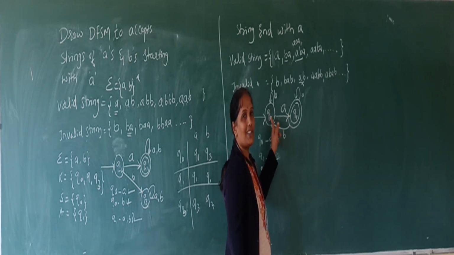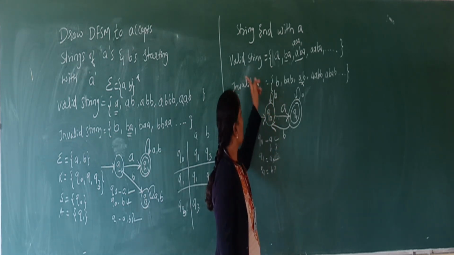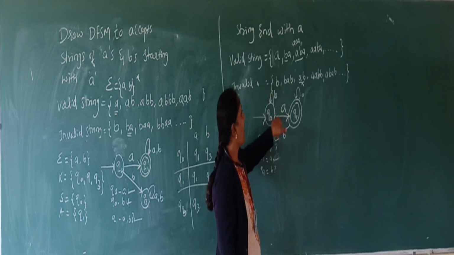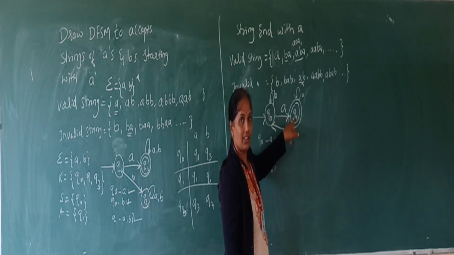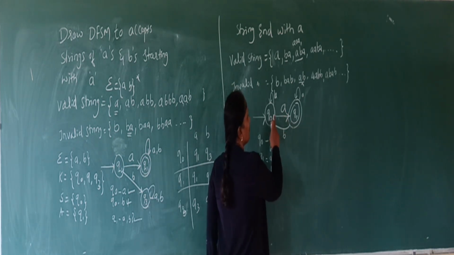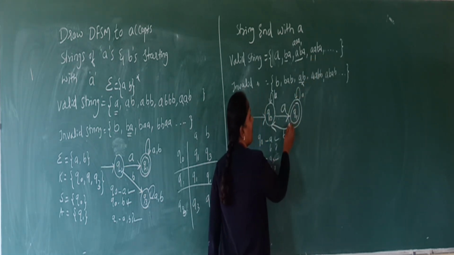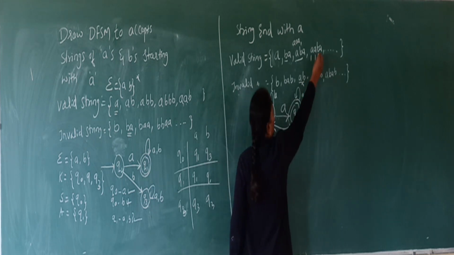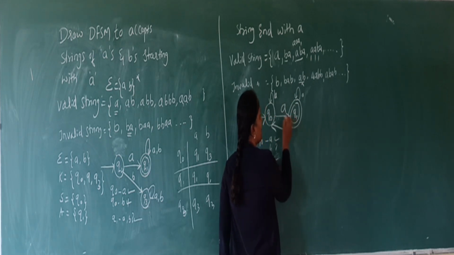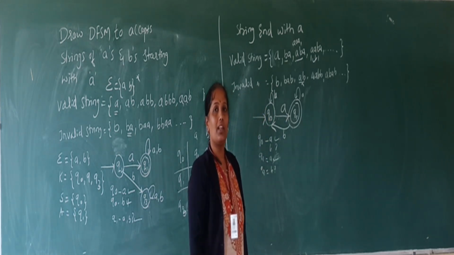So this is a DFSM for the given language. Check out, it accepts all the valid strings and it is not accepting the invalid strings. As I said, it accepts BA, A, AA, BA. If one A comes, it will change the state from Q0 to Q1. For the second A, it will accept and stay in the Q1 state only. When B comes, it will move from Q1 to Q0. Next, when A comes, it will change the state from Q0 to Q1. So it accepts the strings which are ending with the A.